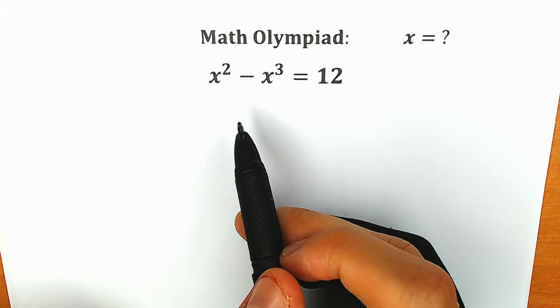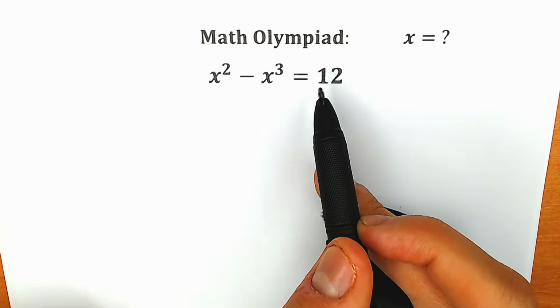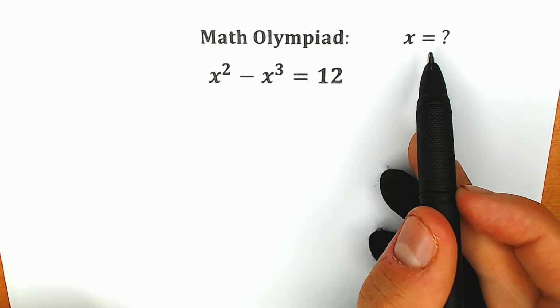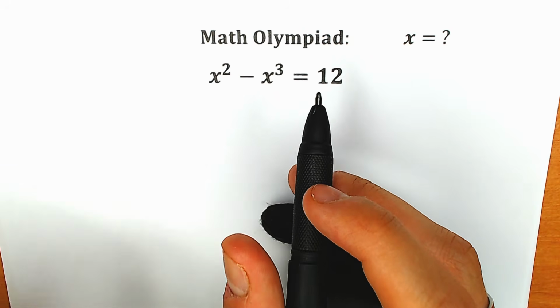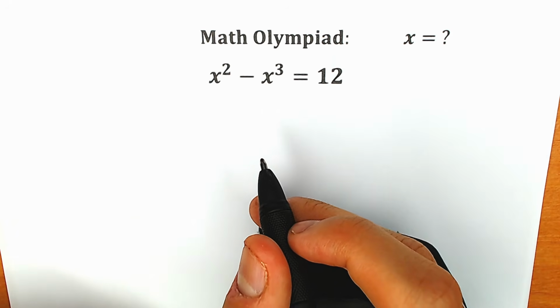Today we have a very interesting equation: x squared minus x cubed equals 12. We need to solve this equation for x. If you have your solution, you can easily solve this question on your own and then write your thoughts in the comments below. We will check our answer, so it will be really interesting.